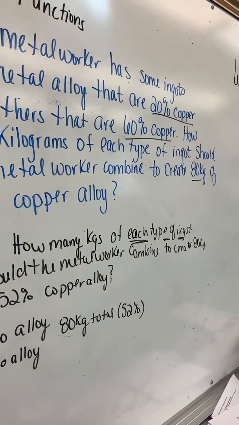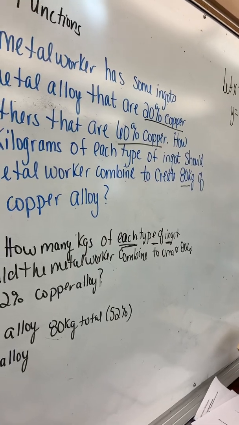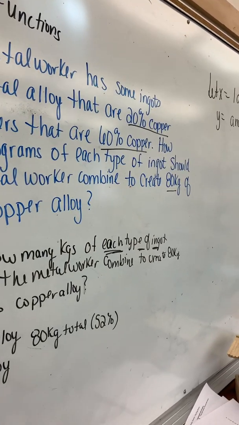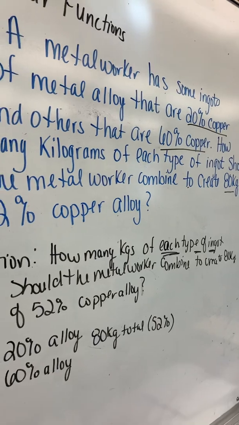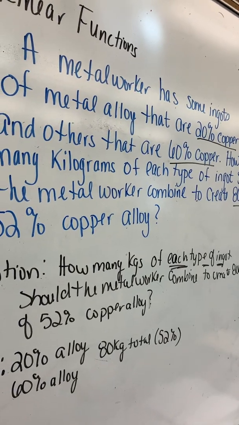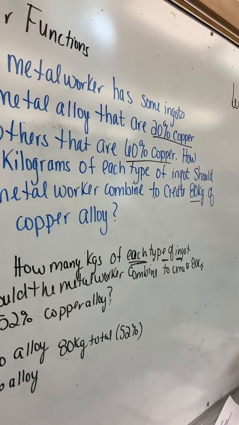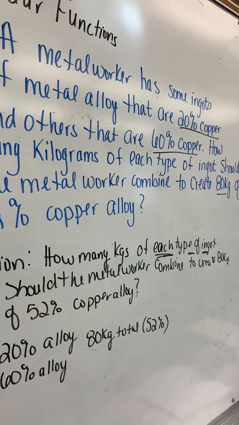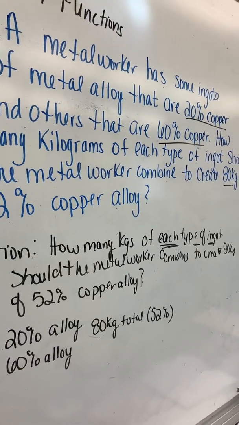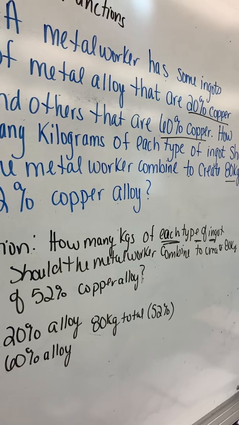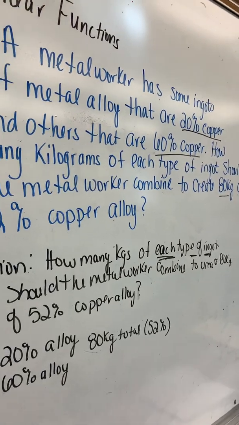Okay? Does it matter which one's which? Nope. In this instance, it's not going to matter which one's which, because we're dealing with both copper alloys. Now, what if one was a copper alloy and the other was like an aluminum alloy? Then you would let x equal the copper alloy, y equal the aluminum. But since they're both the same type of alloy, you don't have to specify which one is which.